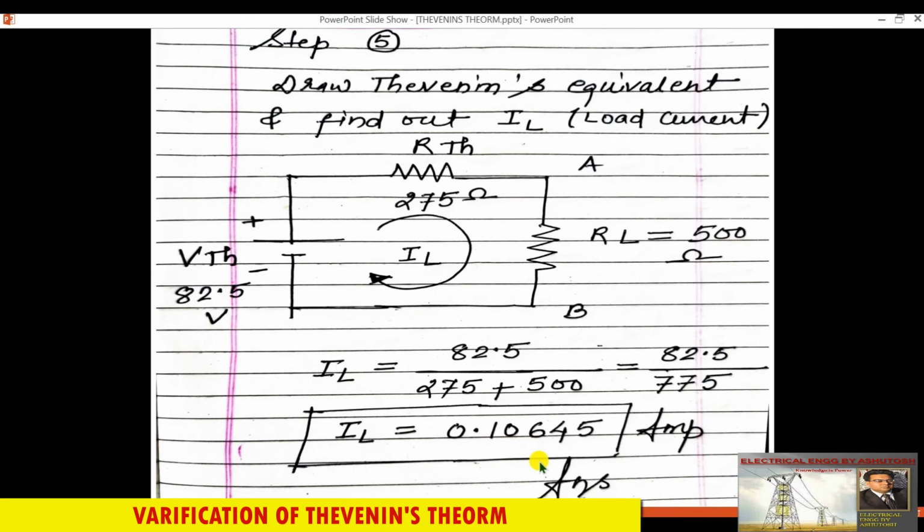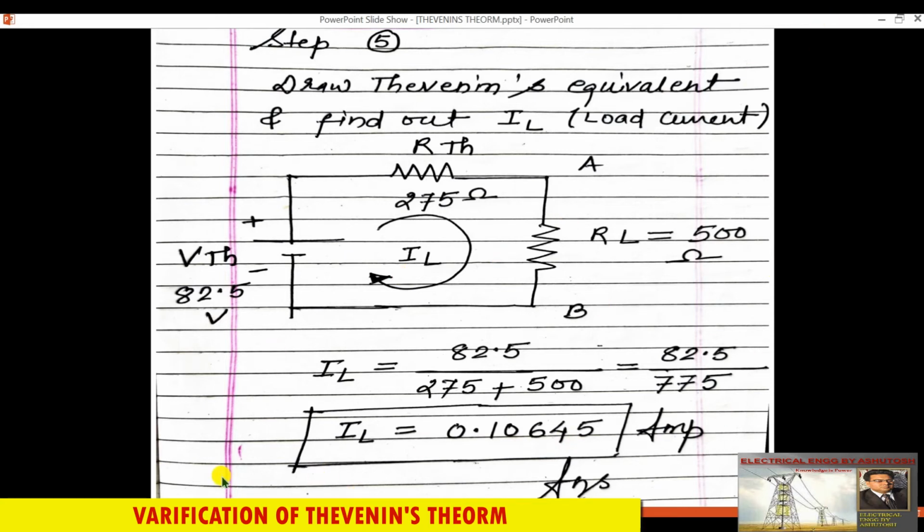And then the last step is Thevenin's equivalent diagram. Draw the Thevenin's equivalent diagram. So you can write VTH, place the value 82.5, RTH 275, and reconnect RL, that is 500 ohm, and calculate load current IL equal to VTH upon RL plus RTH. So 82.5 divided by 275 plus 500, it becomes 0.10645 ampere. Okay, so this is the load current.